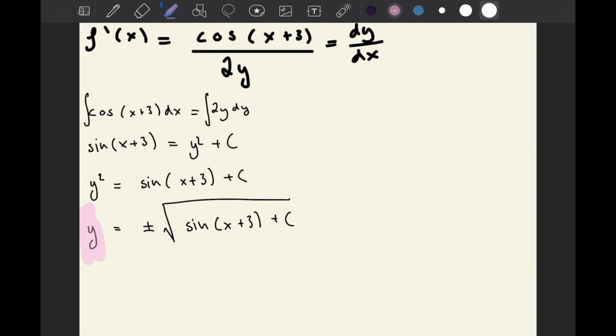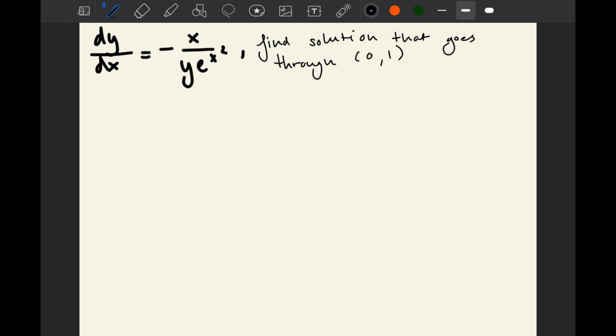But if you look at our next example, you're going to see that this can grow in being more specific to the function that's given. Let's look at the second example and show what I mean. Alright, so our second example is going to be a bit more specific, and we're going to have the derivative of y with respect to x equal to negative x over y times e to the x squared power.